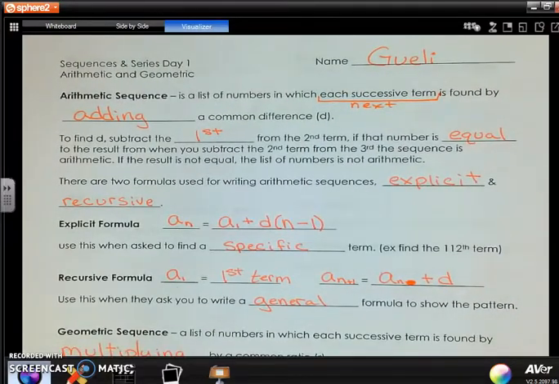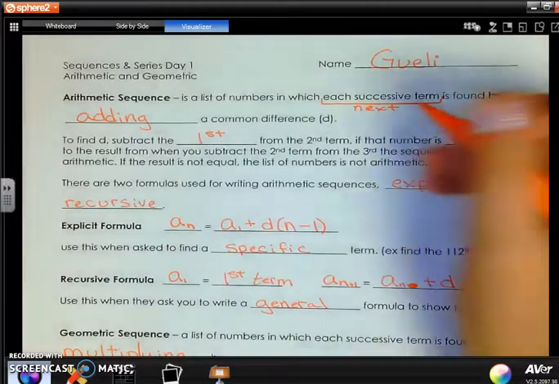So to find D, subtract the first from the second. So you do second minus first, and if that number is equal to the result from when you subtract the second from the third, then you know that it's going to be arithmetic. So if the result is not equal, then the list of numbers is not arithmetic. So one of the first things you're going to have to do in this unit is, given the list of numbers, determine whether it's arithmetic or geometric. And we'll talk about geometric in just a minute.